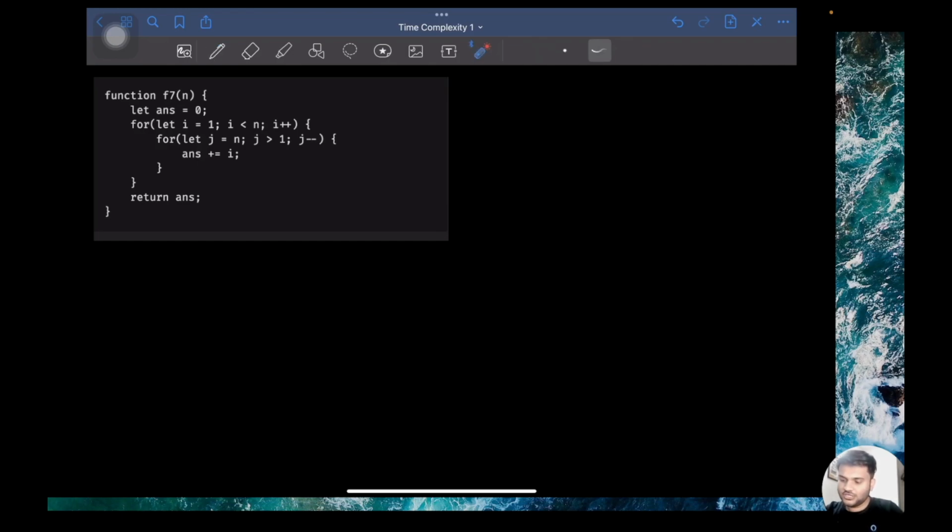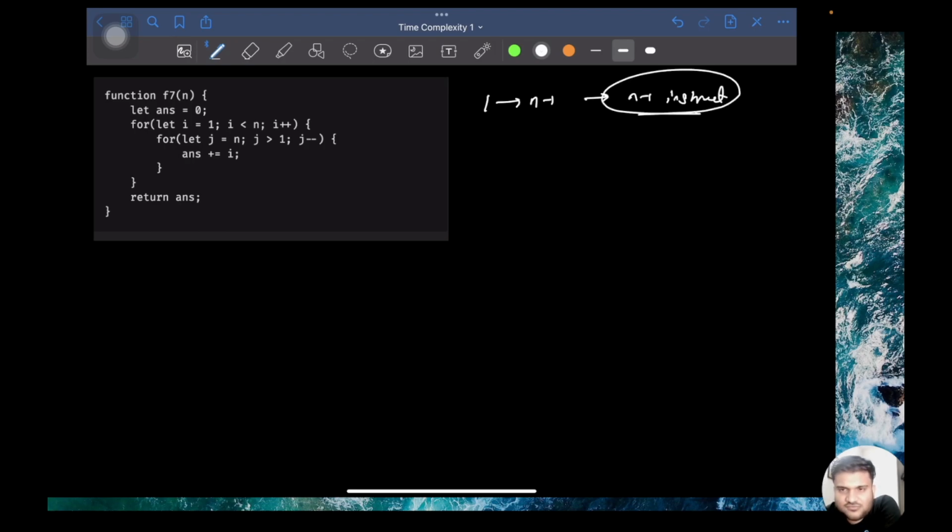Now we have a new function in front of us, f7. It takes an input n. In this whole function, if you carefully see, the only part which is dependent on the input is this for loop part. The outer loop goes from 1 to n minus 1, because from 1 it is going to less than n. So 1 to n minus 1, can I say total it is n minus 1 instructions. But now n minus 1 instructions is approximately n, so we'll take the approximation that this becomes n.